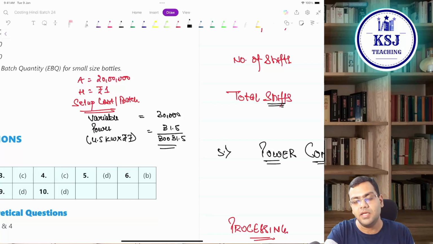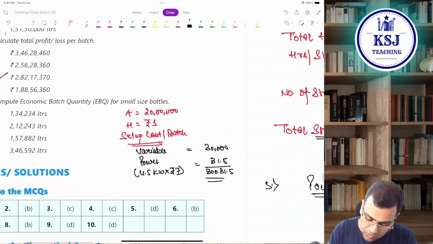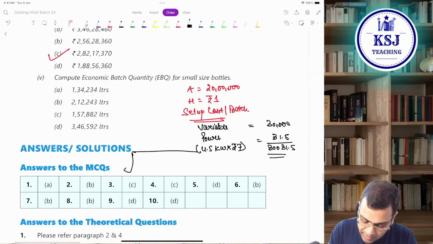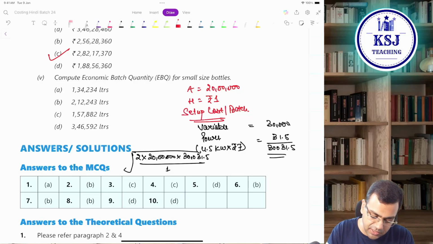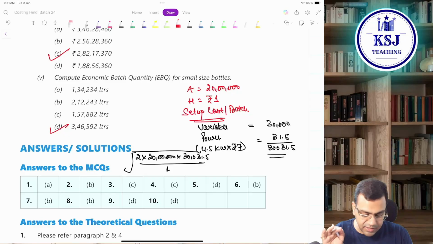Now you can calculate EBQ, sir, right? We have done all the things. Now we have to calculate EBQ. So what will be your EBQ now? That will be the square root of 2 multiplied by annual requirement of 20 lakhs multiplied by setup cost of 30,000 plus 31.5, divided by holding cost of ₹1. This you have to calculate now. The answer that you will get is 3,46,592 liters, right? If you want to check, you can check, sir. Yes, 346,592. So this is the answer that you will be getting.